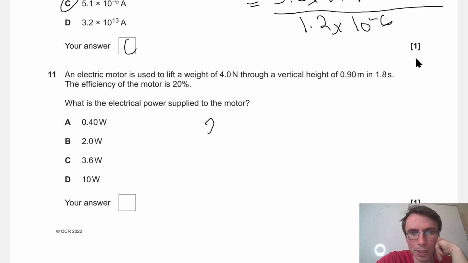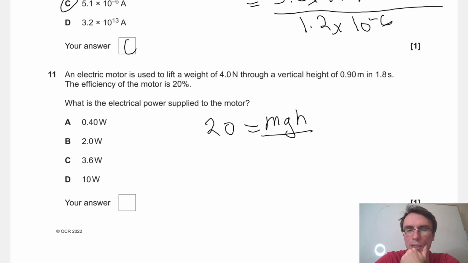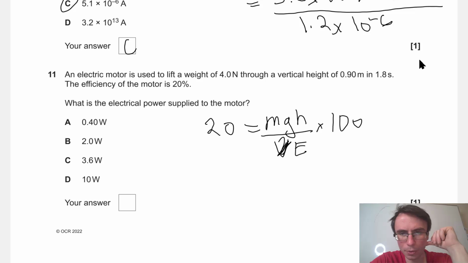Okay, so 20%, the percentage efficiency is going to be useful over the total power. The useful power is mgh. The total power is going to be V I times t. Let's just compare energies. And you can think of this in terms of power, division by time, but the factors will just end up cancelling each other. So this should be straightforward. Okay, multiplied by 100.